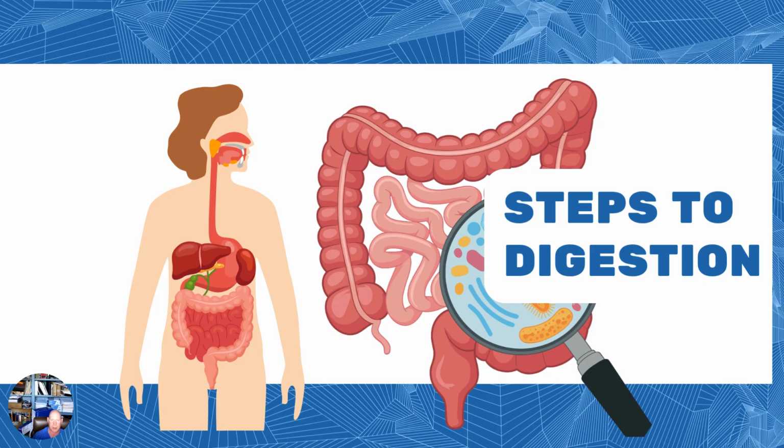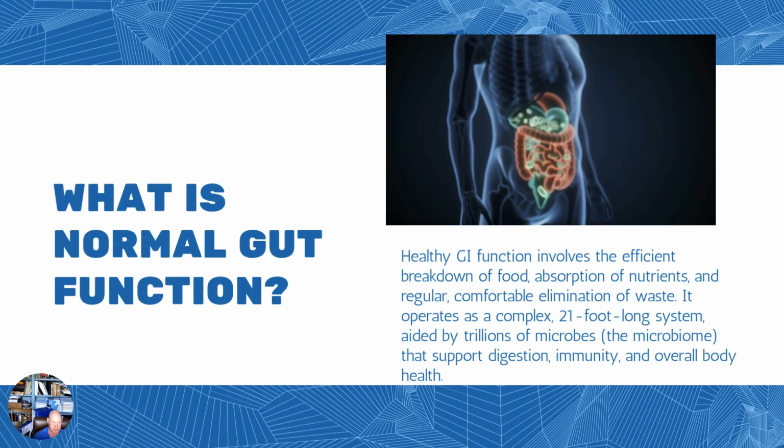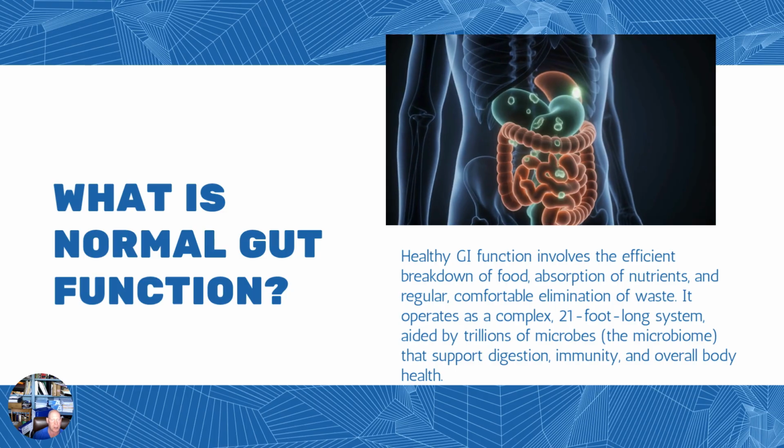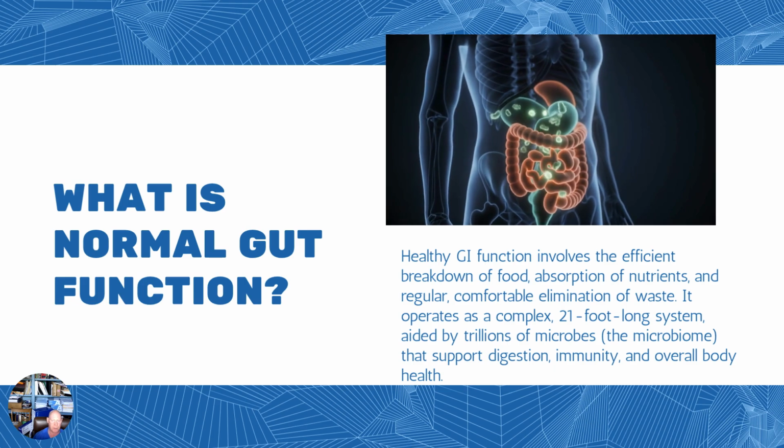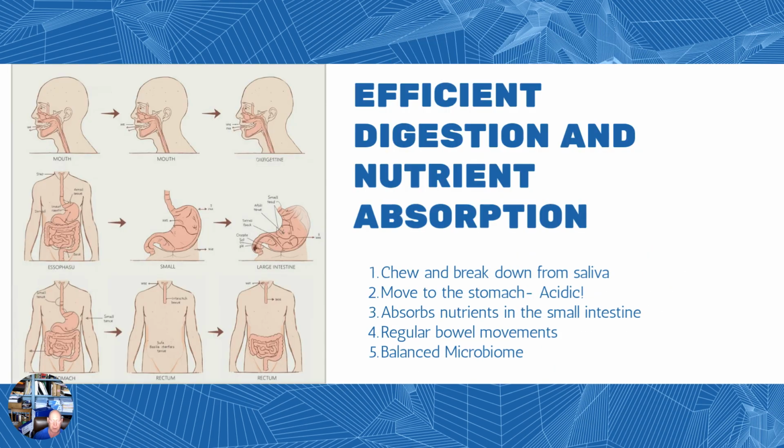Let's go over normal steps of digestion. The GI tract starts at the mouth, breaking down food. We break down food in the mouth. It goes down the esophagus into the stomach, where it is further broken down because of the acid that is in the stomach. pH is usually less than 2.5.